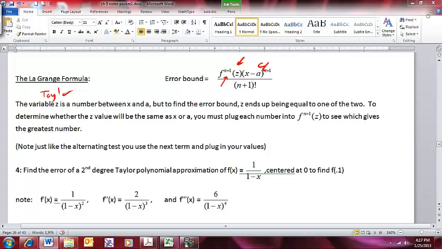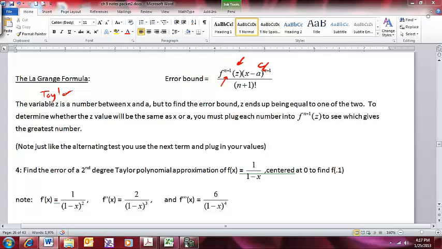n plus 1, the next term, over n plus 1 factorial. So it's basically your next term of your variable. The variable z is a number between x and a. a is your center value, and x is whatever number you're using. You usually try to make your center value be close to the x that you're picking. So if you are estimating f of 32, you wouldn't want to pick a center of 74. You want to pick something around 30.